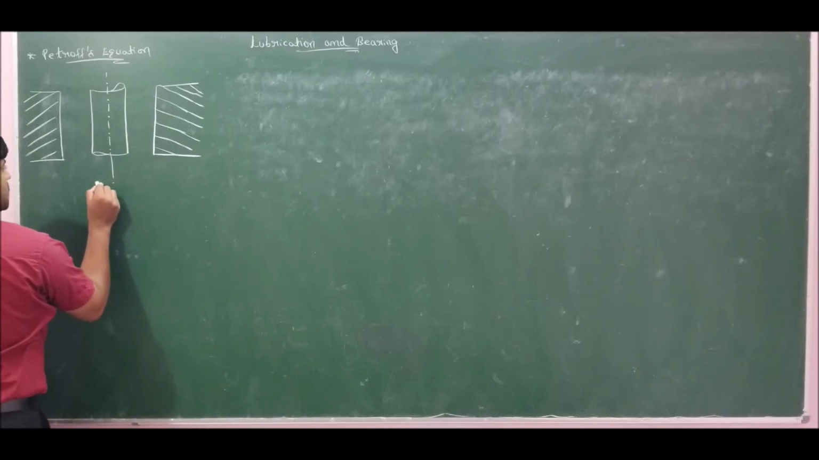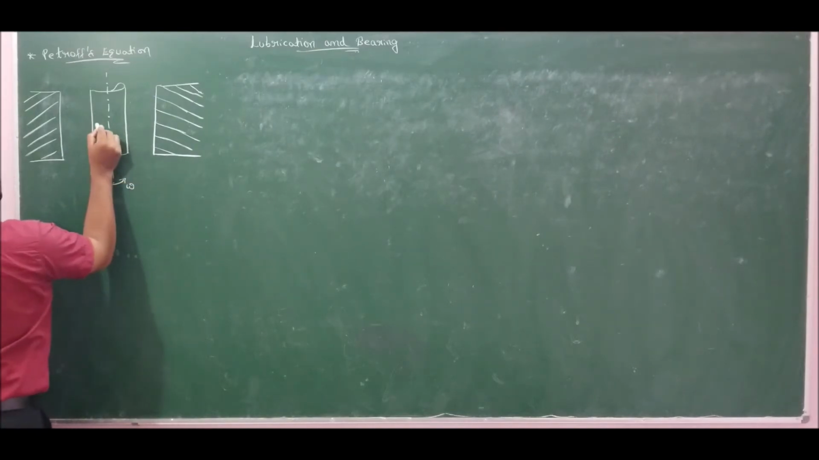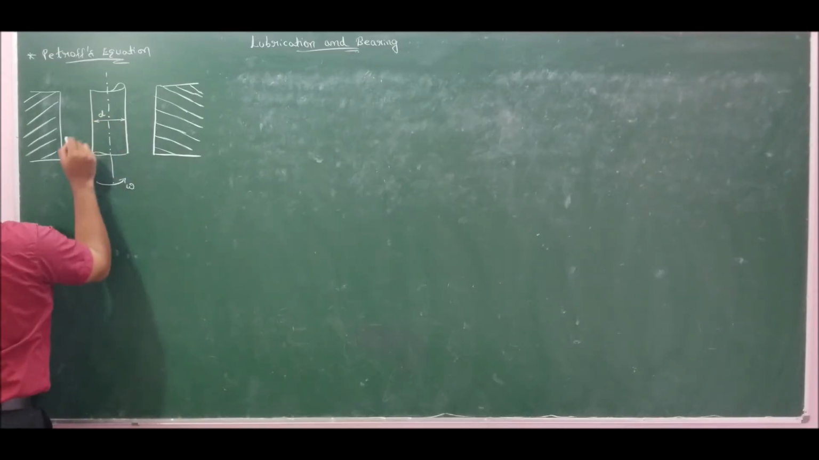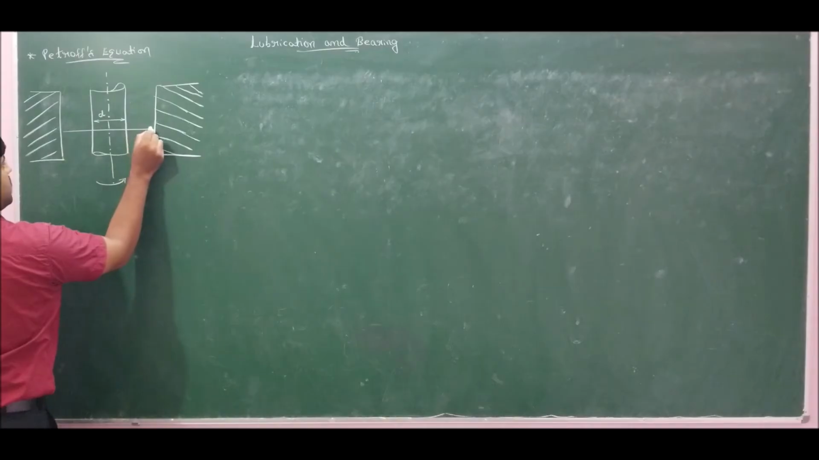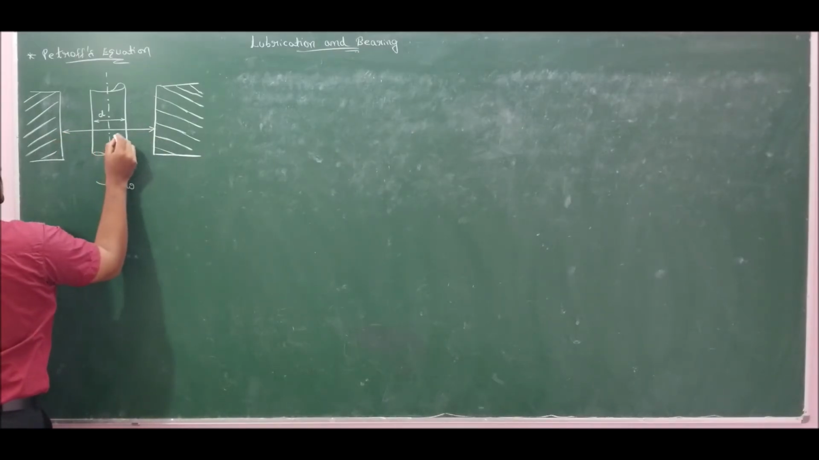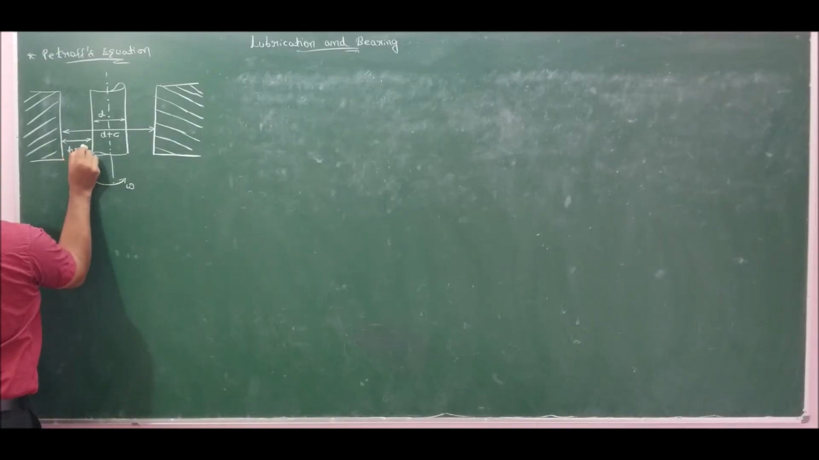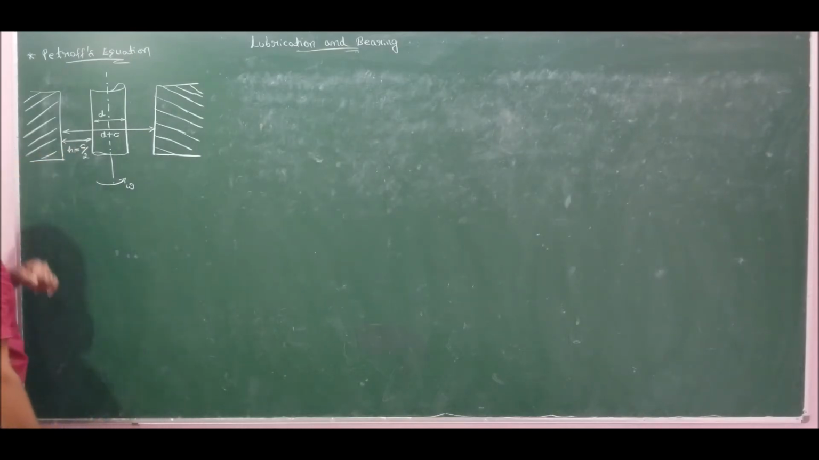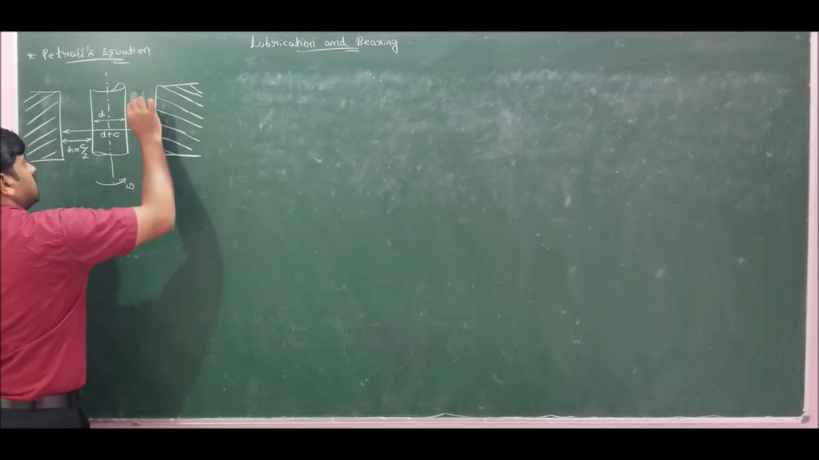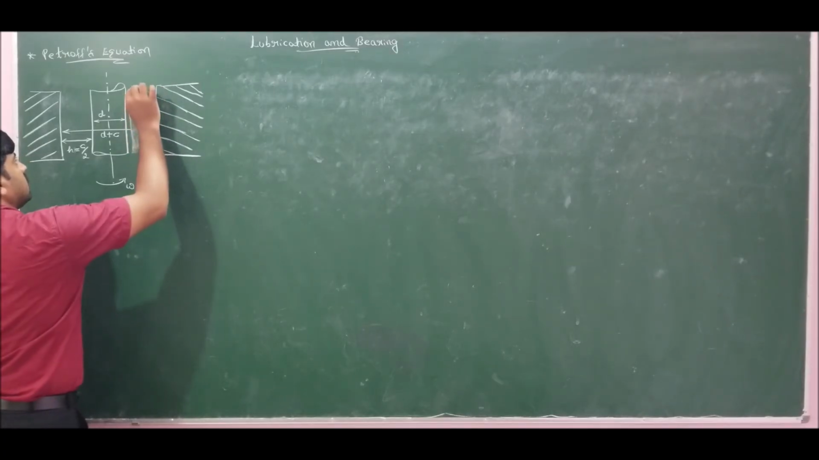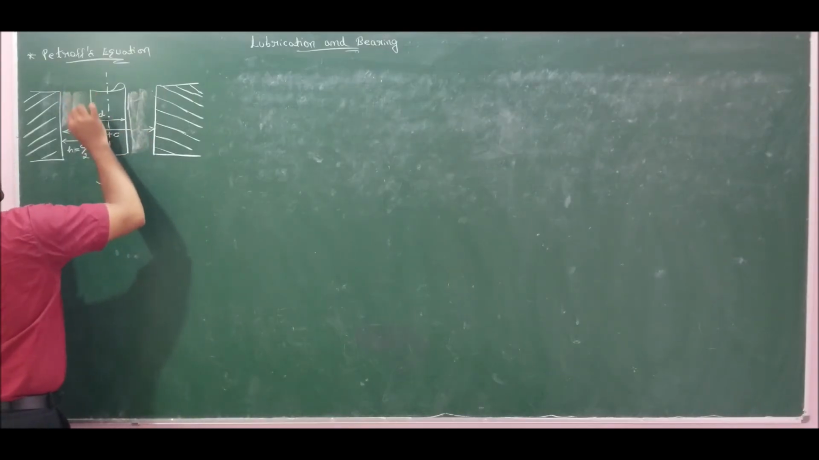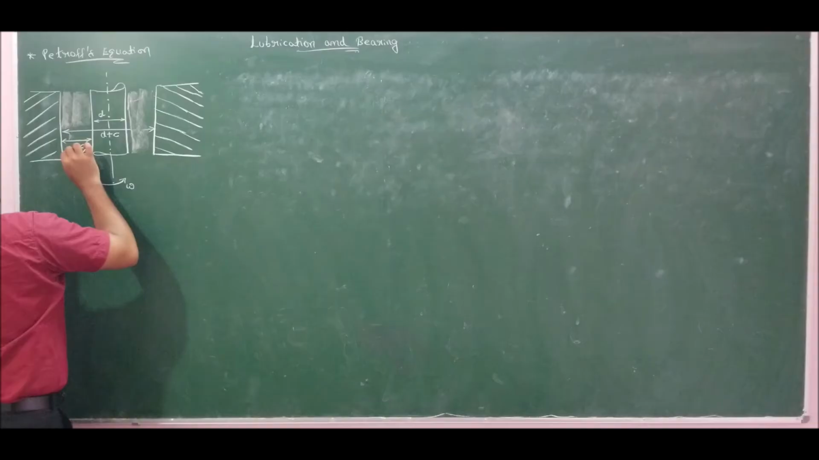The journal is rotating with an angular velocity omega. Let the diameter of the journal be small d, and including the gap, the bearing diameter will be d plus the diametrical clearance capital C. The radial clearance, let us call it h, is equal to the diametrical clearance divided by 2. The gap between the journal and bearing is filled with lubricant.